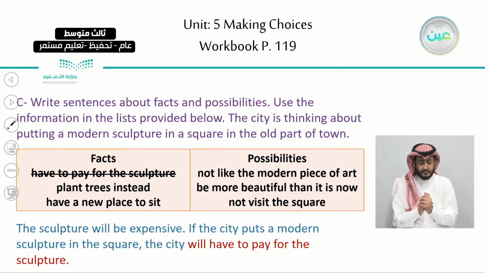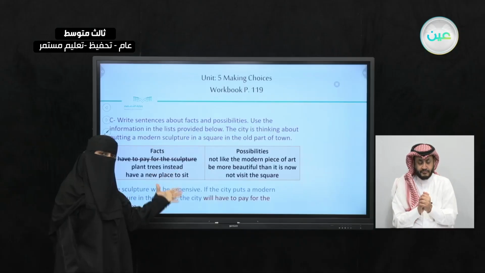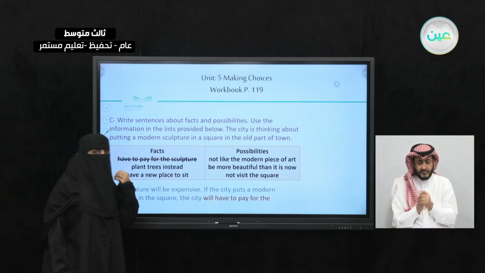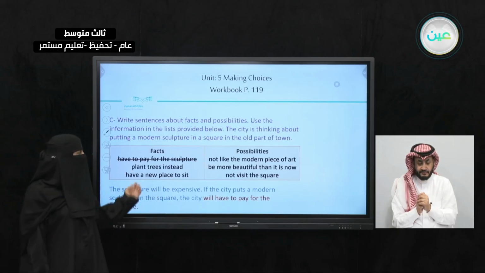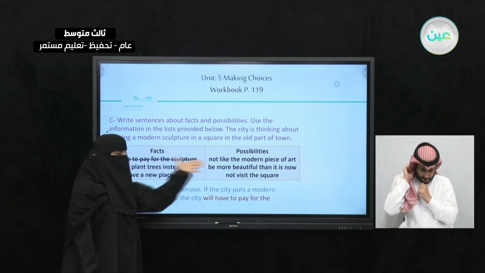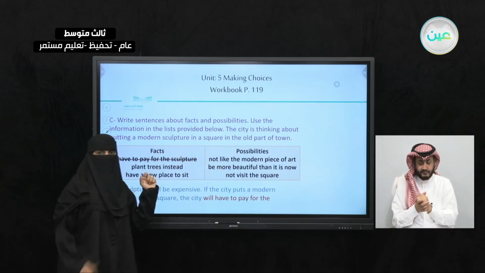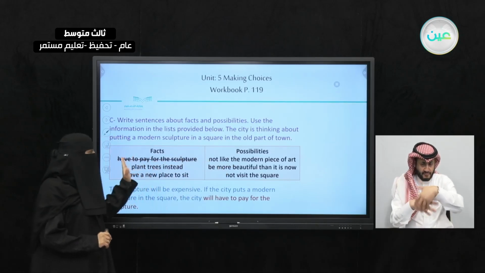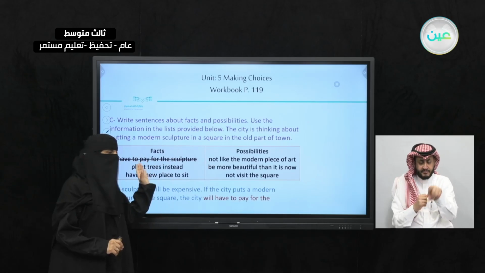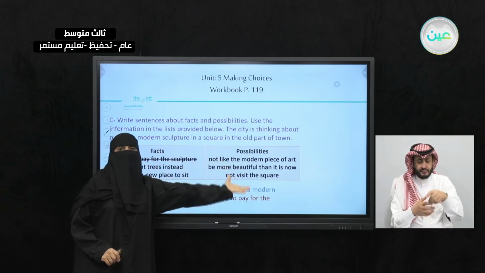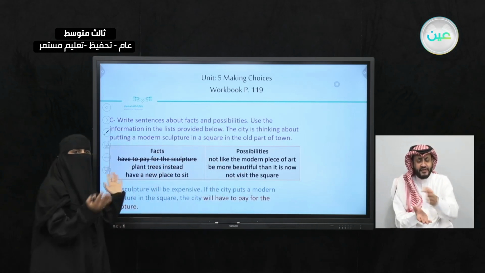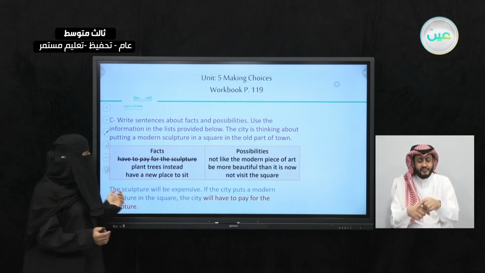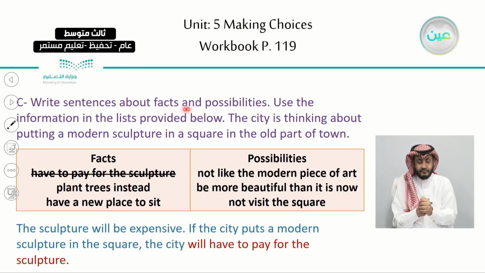I'm only gonna give you the answers. I'm sure you already answered these questions. We have in this exercise 2 parts in a table, right? So you have to match the first part, which is the fact, with the possibility. You have to match it to form a statement, okay? So write sentences about fact and possibilities. Use the information in the list provided below. So you have to use this list.